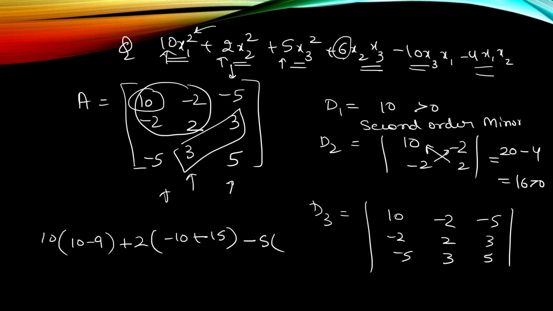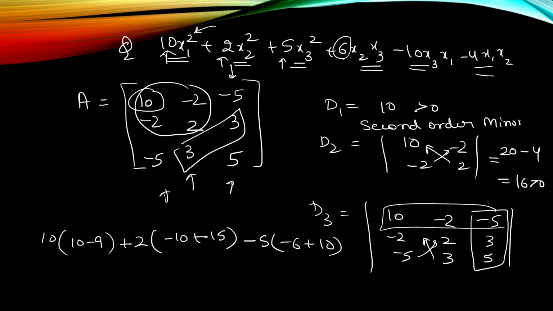So what you will do? You will hide the third row and the third column in which the -5 lies, and then you take the determinant of the rest. Minus is in the formula, 5 2s are 10, so 10 minus 9 is 1, 10 times 1 is 10. 15 minus 10 is 5, 5 times 2 is 10, 10 minus 6 is 4, 5 20.